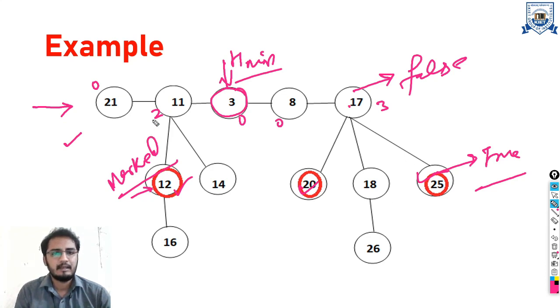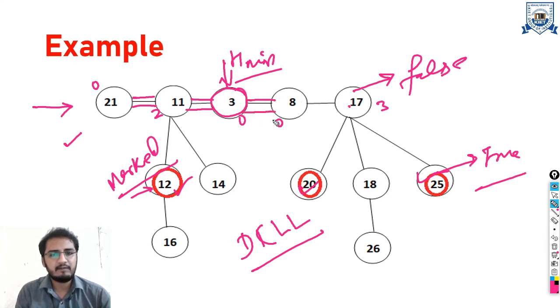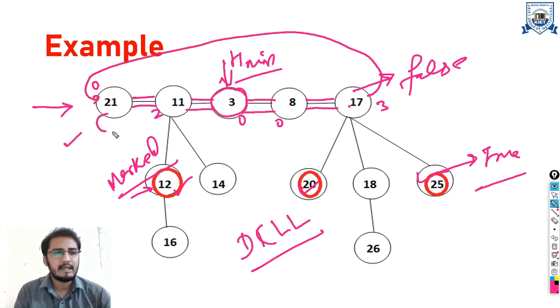The data structure used to store a Fibonacci heap is a doubly circular linked list. So 21 will hold the address of 11, and 11 will hold the address of 21. Again 11 will hold the address of 3, 3 will hold the address of 11, 3 will hold the address of 8, 8 will hold the address of 3, 8 will hold the address of 17, 17 will hold the address of 8, and then 17 will hold the address of 21, and 21 will hold the address of 17.